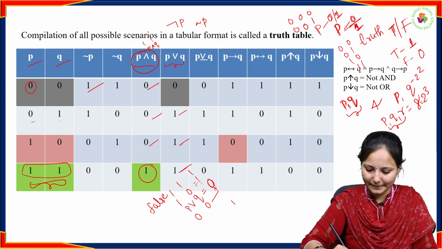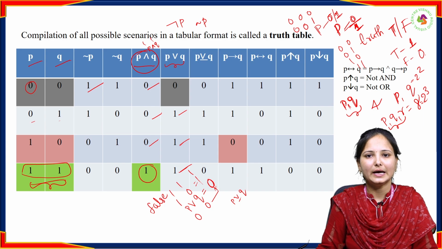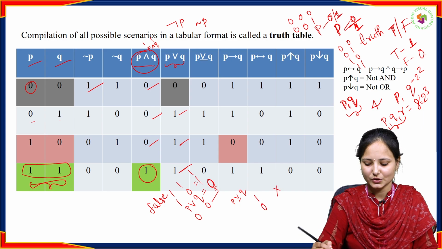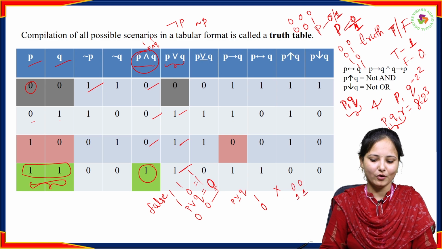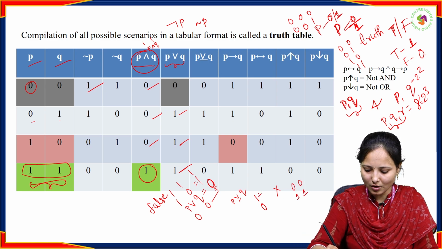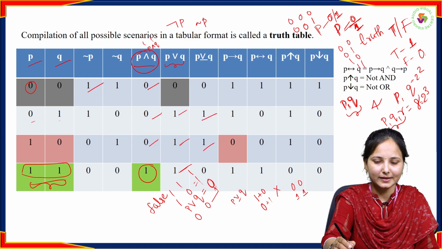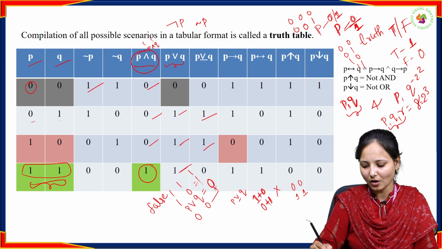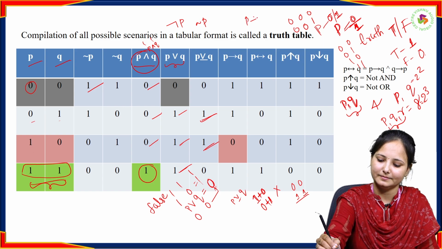Next one is P exclusive or Q. So what is meant by exclusive or? It must be either true or false, but not both. So whenever both are false and whenever both are true, it will be false. Whenever it is true and false, or false and true, it will become true. So that is why it is either or. Exclusive or is nothing but it must be either true or false, but not both, then only it will be true.